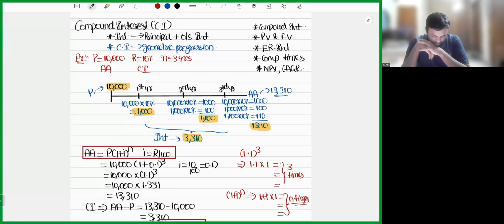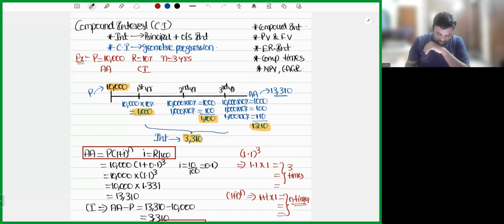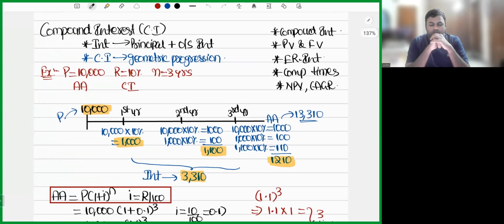So, everybody, let's continue our discussion. In the last two sessions, we were discussing simple interest and compound interest. In today's session, let us try completing compound interest. In the next session, we can start with annuity.